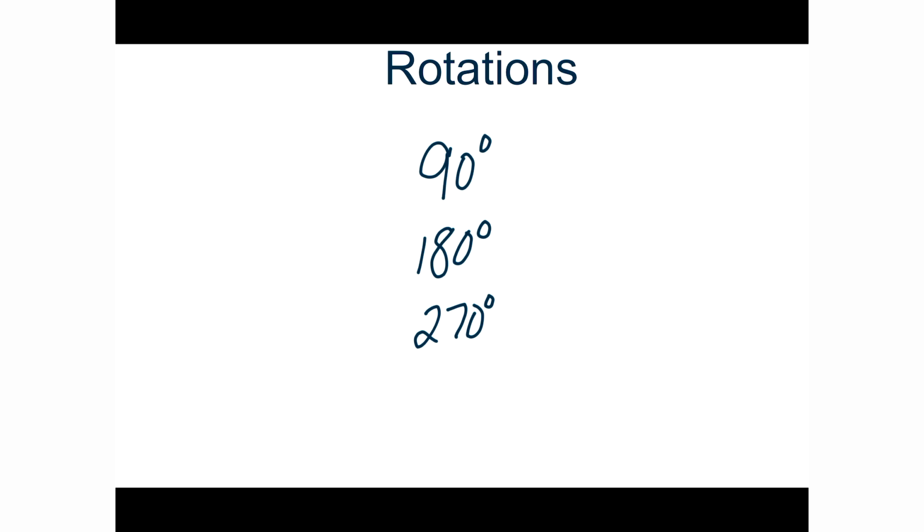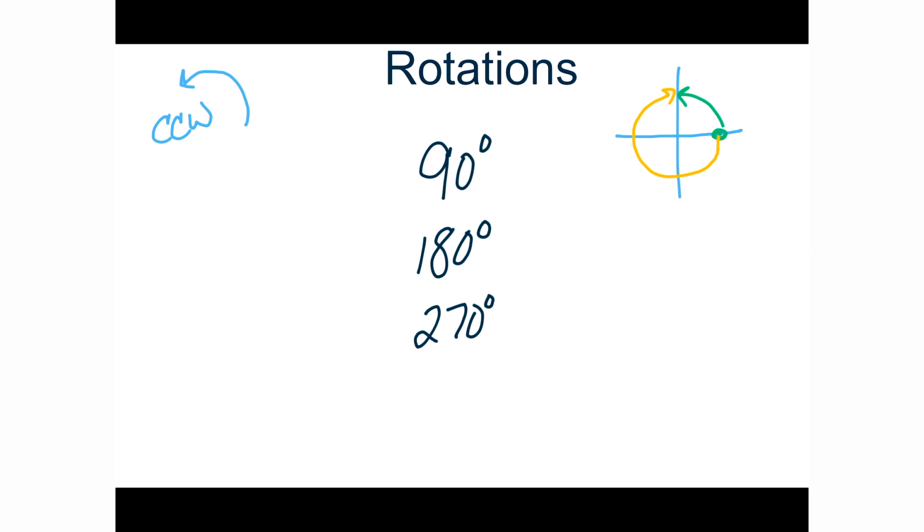Now, in mathematics, the normal direction of rotation is counterclockwise. This is the normal way that we rotate in mathematics. And so one of the things that I want to quickly point out is that if I have a particular point and I'm going to rotate it 90 degrees counterclockwise, which is the normal direction in mathematics, that is the equivalent of rotating that point 270 degrees clockwise.